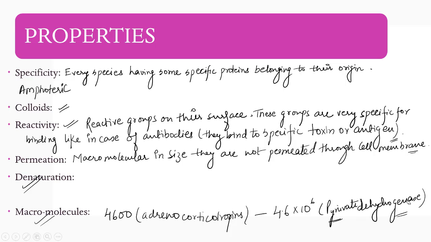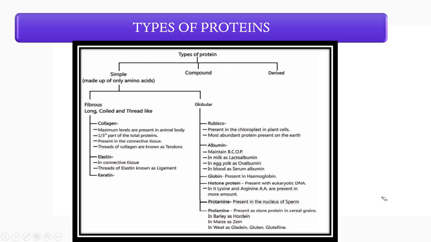Now we are going to discuss the types of proteins. The types of proteins are categorized as simple, compound, and derived. Simple proteins are made up of only amino acids, like fibrous proteins. They are long, coiled, and thread-like, like collagen and elastin. Collagen is present at maximum levels in the animal body. One third of the total proteins is collagen, present in connective tissue.